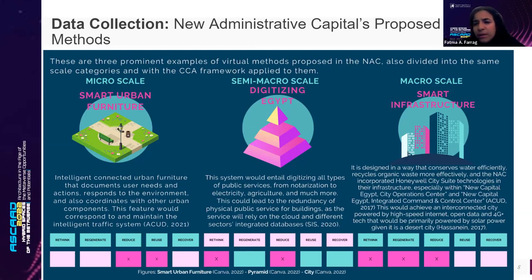As for the macro scale, the smart infrastructure is designed in a way that conserves water efficiency, recycles organic waste, and it also incorporates Honeywell City Suite technologies in their infrastructure, especially within the New Capital Egypt City Operations Center and the New Capital Egypt Integrated Command and Control Center.